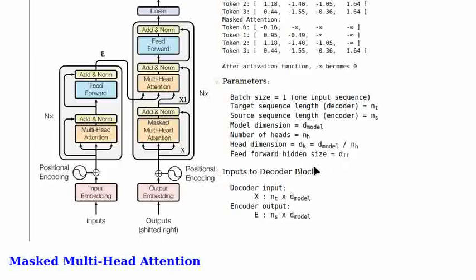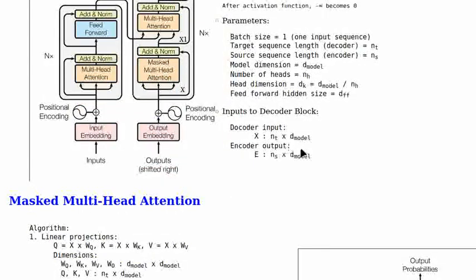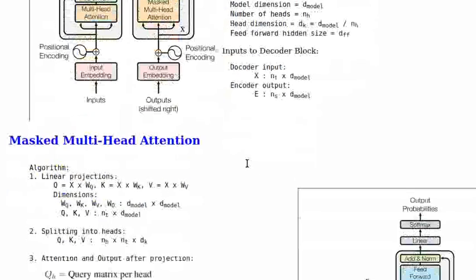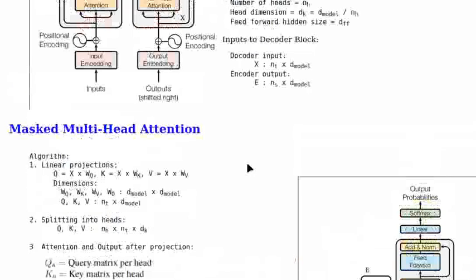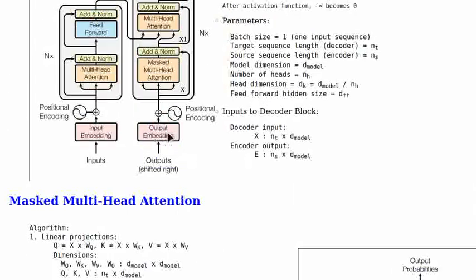The decoder input X is an NT by D model matrix. The encoder output E, which is a cross input to the decoder, is an NS by D model matrix. Let's discuss the components of the decoder from the bottom to the top. The masked multi-head attention is computed in this way.